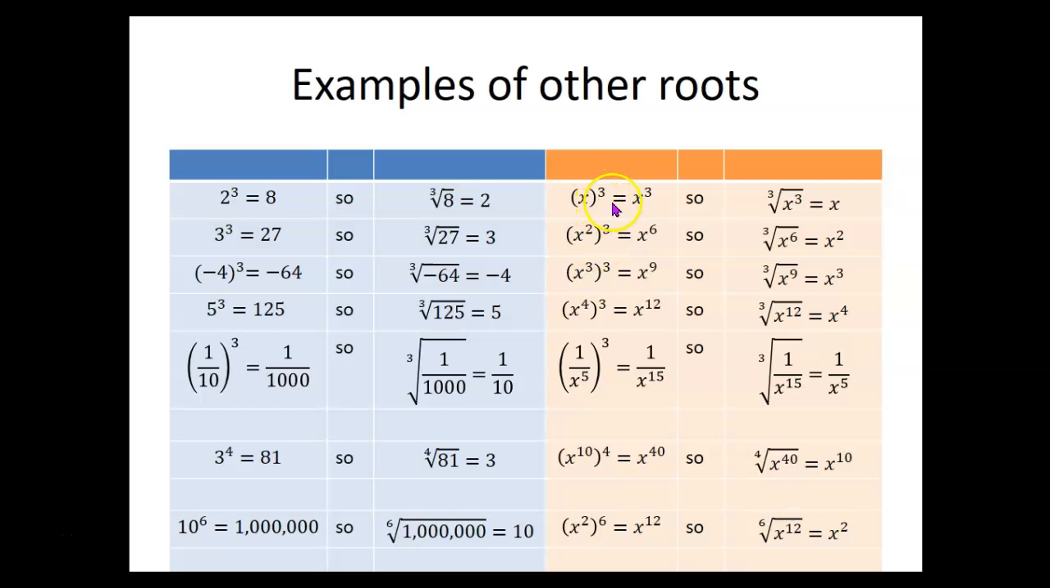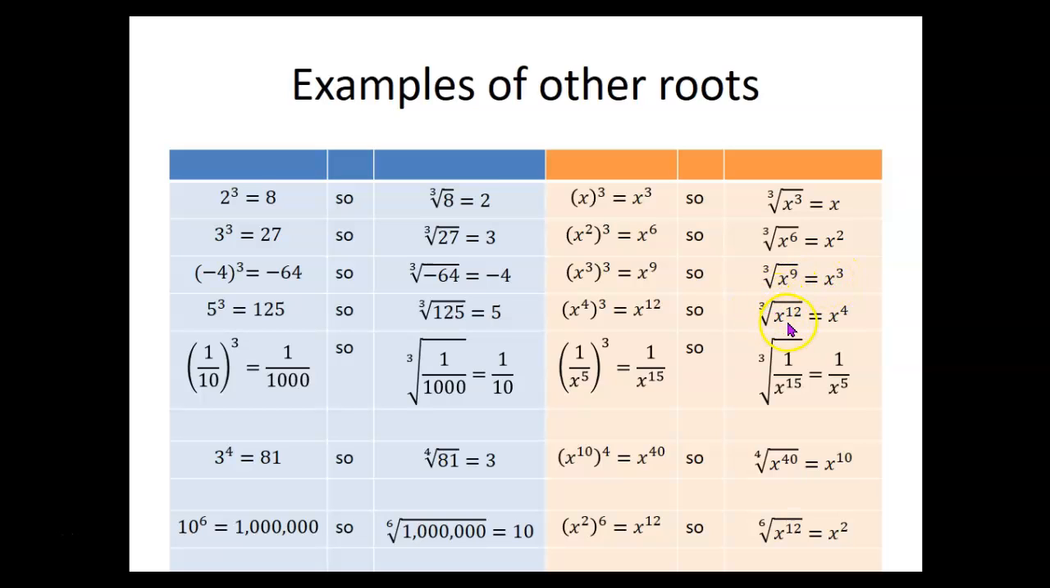X to the third power is x to the third power. So the cube root of x to the third power would just be x. If you start with x squared and raise that to the third power, you get x to the sixth. So the cube root of x to the sixth is x squared. If you start with x to the 3 and raise it to the third power, you get x to the ninth. So the cube root of x to the ninth is x to the third.